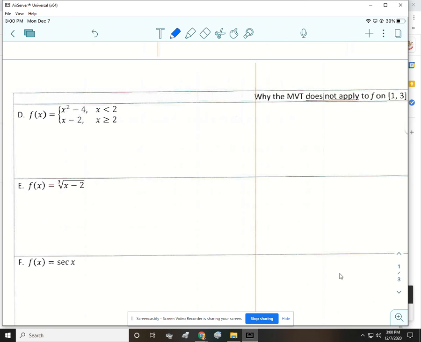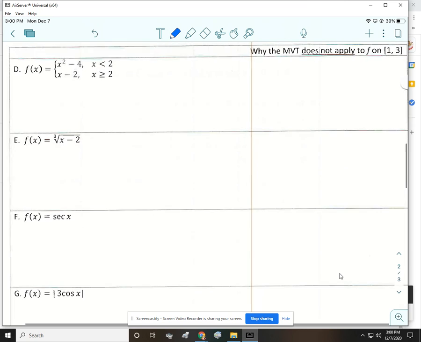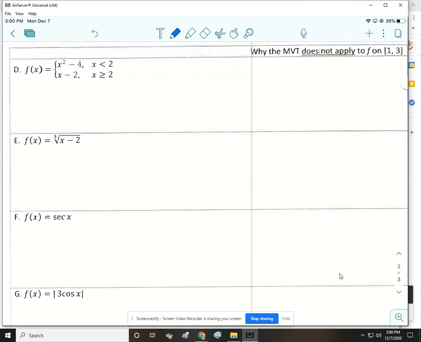All right. So same directions, but we have different forms here. Instead of having the graph, we have functions in algebraic form, and we're still going to determine why the mean value theorem is not applicable. So it could be the continuous condition, or it could be the differentiable condition. So when we have a piecewise function, to make that determination, we'll start with continuous.